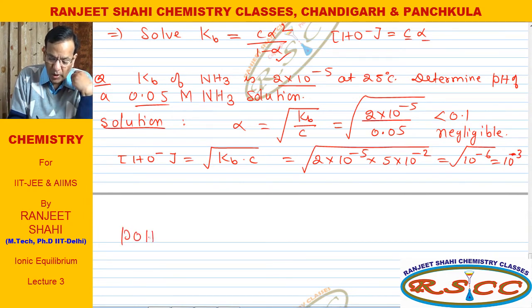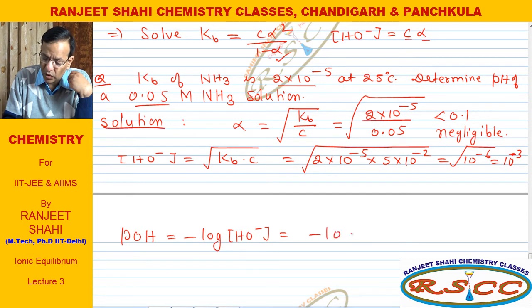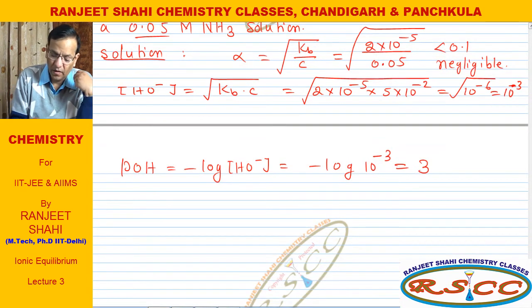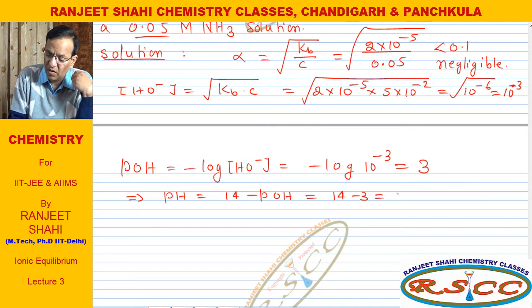So pOH, which is negative log of concentration of hydroxide ion, will be equal to minus log of 10 raised to the power minus 3, so it will be 3. Therefore, at 25 degrees Celsius, pH will be equal to 14 minus pOH. So 14 minus 3, it is 11.